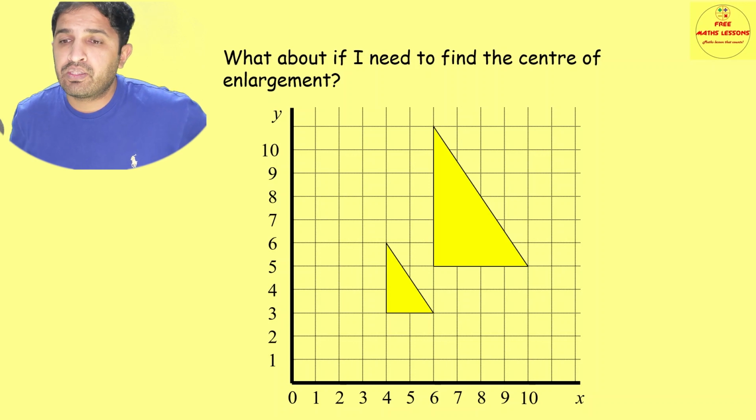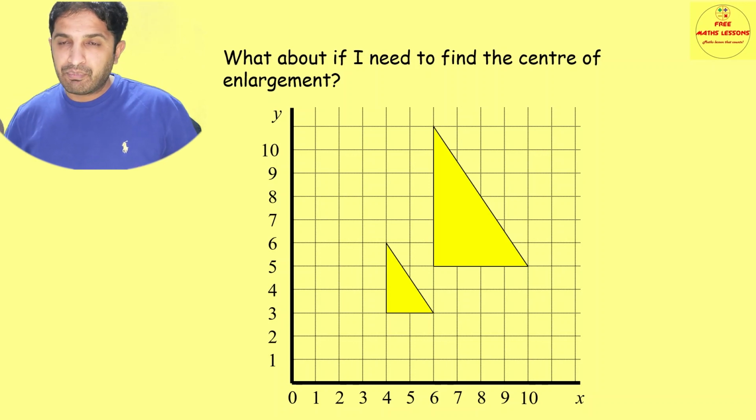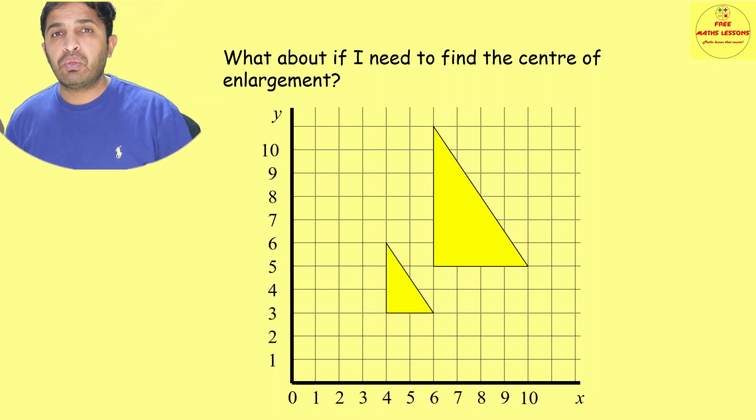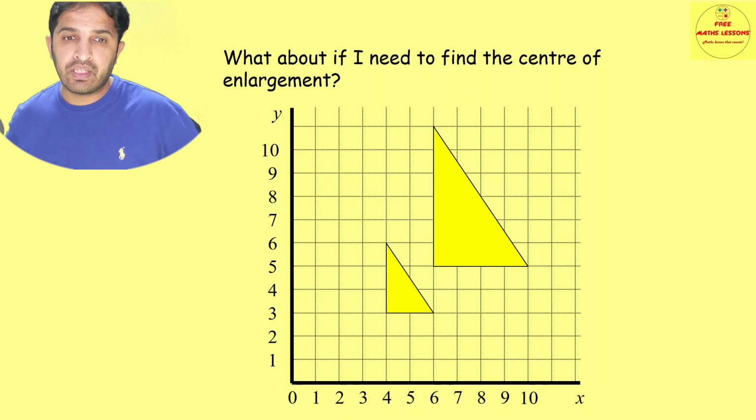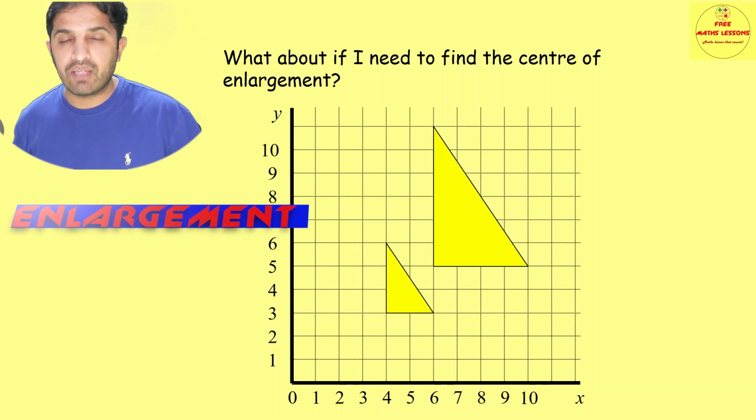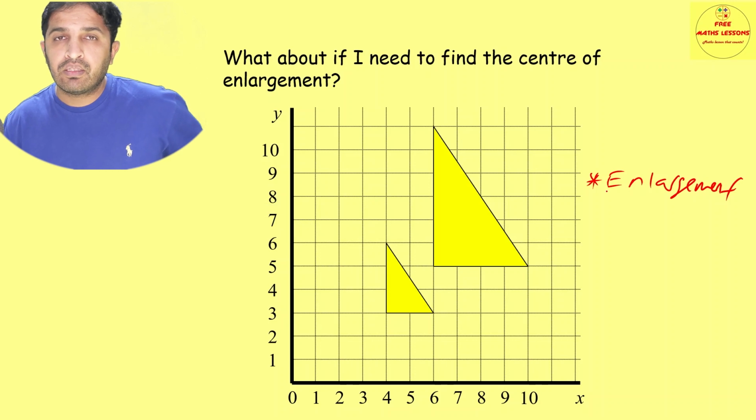The last type of question that we need to look at is what happens when you have to describe the transformation and it's an enlargement. So when you're describing a transformation, you will have to tell them that it's an enlargement. As long as the shapes are not the same size, it's going to be an enlargement. So these two shapes are not the same size, so it's an enlargement. That will get you your first mark.